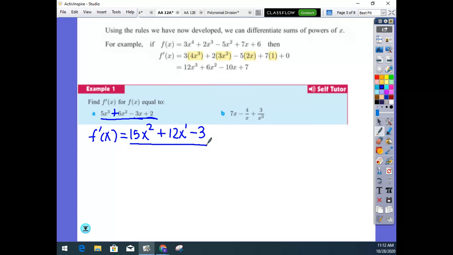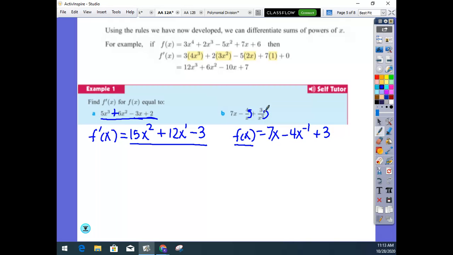Okay. Now, in letter B, first I'm going to rewrite the equation. I want everything being a power. When I have things in the denominator, we're going to move them up. So 7x stays the same. And it's really important to actually write this as f of x because we're not doing the derivative yet. We're just rewriting the original function. I want to bring x up to the numerator, which means I have to make the exponent negative.